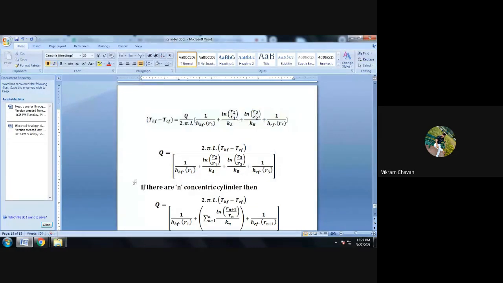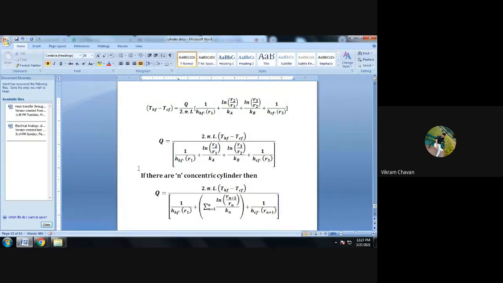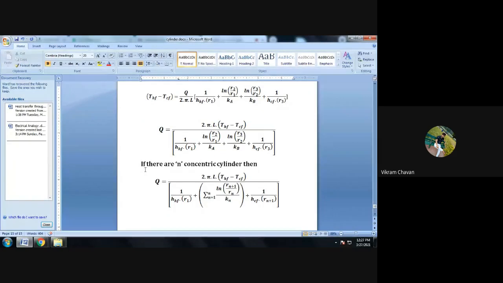Now we have considered two concentric cylinders, and for that reason we have written this equation: two concentric cylinders, with one fluid flowing inside the cylinder and one fluid outside the cylinder. For that assumption we have written this equation. Now, if there are n concentric cylinders, what will be the generalized heat transfer equation for that composite cylinder?